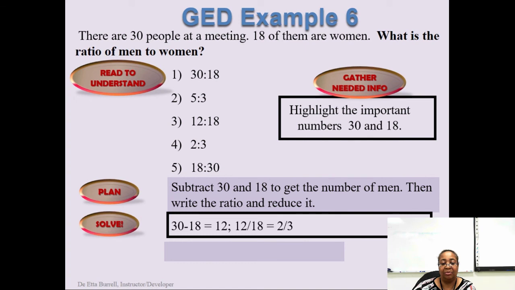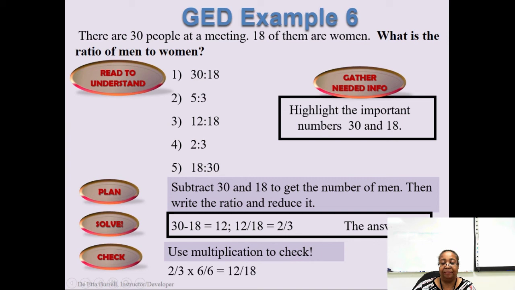So when we subtract 30 minus 18, we get 12. The ratio of men to women is 12 to 18, but this can be reduced by 6. 6 goes into 12 2 times, and 6 goes into 18 3 times, so the ratio is 2 to 3. And you can check that with multiplication since you did division to reduce it.